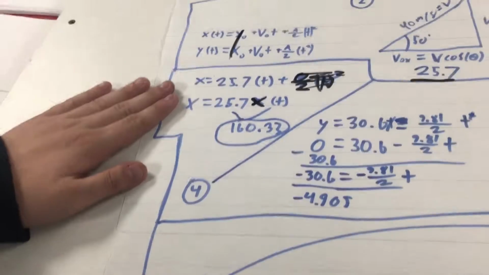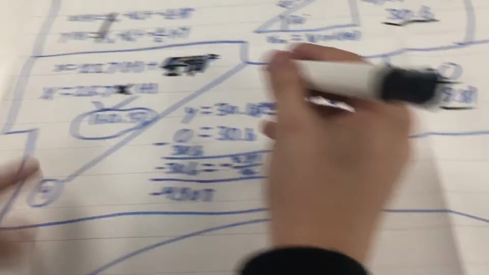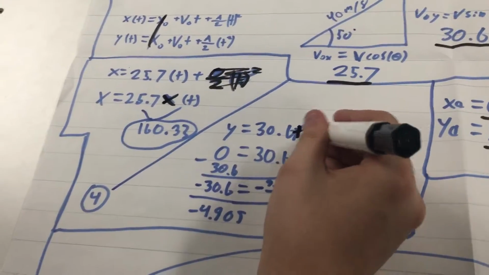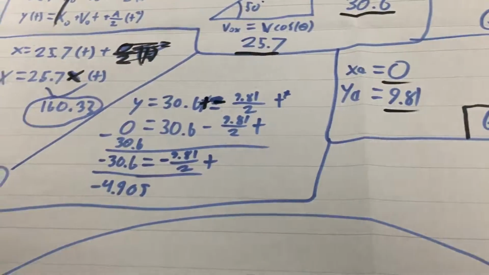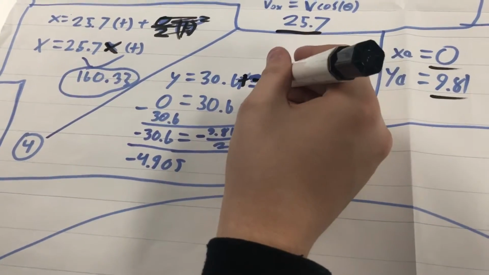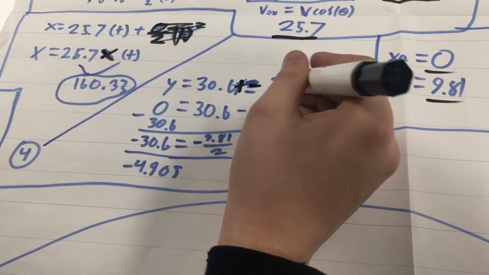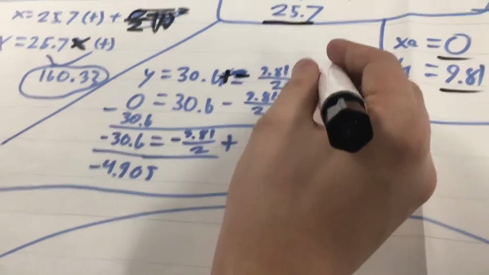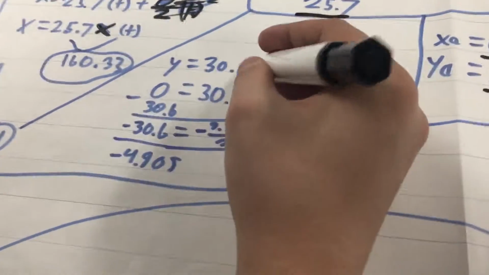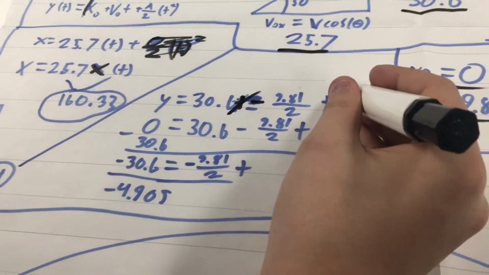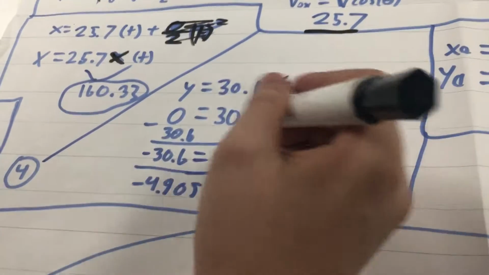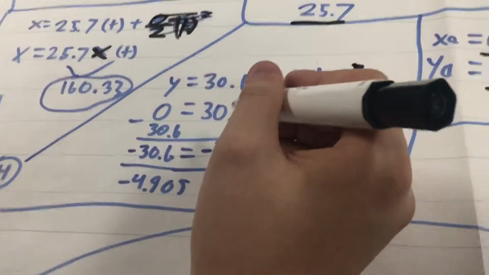We can't solve it with x, so we have to solve it with y. So we input 30.6 t, subtract because it's falling, therefore it's going down, 9.81 over 2, which is once again 4.905, and t squared. Since there are already two t's, you cancel one t out, so it becomes this.